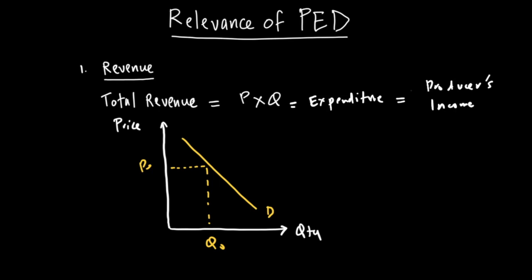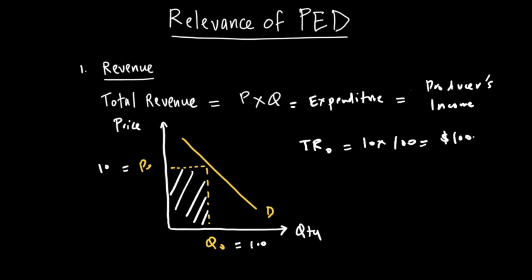So let's say the price is P naught, let's say $10, and let's say the quantity is 100. Then this area, P naught times Q naught, will tell me my total revenue. In this case, TR, total revenue, will be equal to 10 times 100, or $1,000.